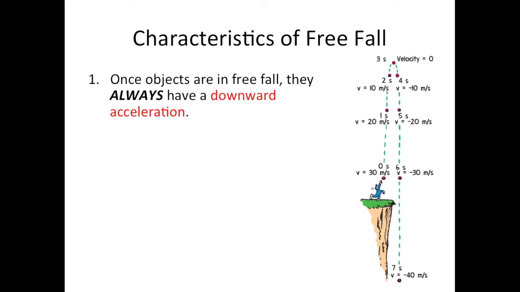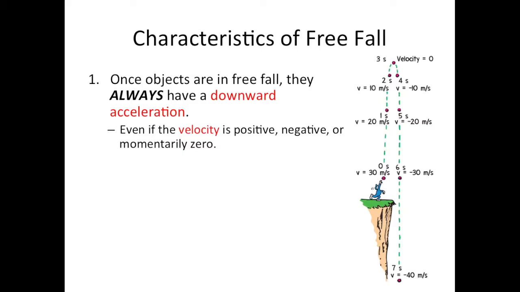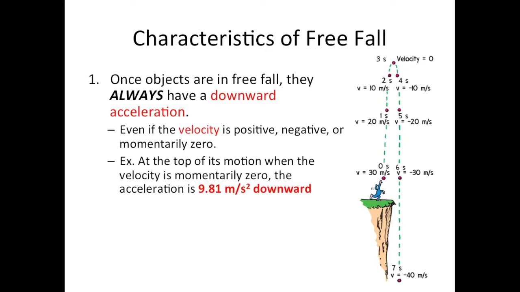There are a few characteristics of free fall that we need to talk about. Once objects are in free fall, they always have a downward acceleration. We've been talking about that the last few slides. At any point, if an object is in free fall, we are going to say that the acceleration is negative 9.8 meters per second squared. Even if the velocity is positive, negative, or momentarily zero, it doesn't matter what the velocity is. If an object is in free fall, we say that it has a downward acceleration of negative 9.8 meters per second squared.